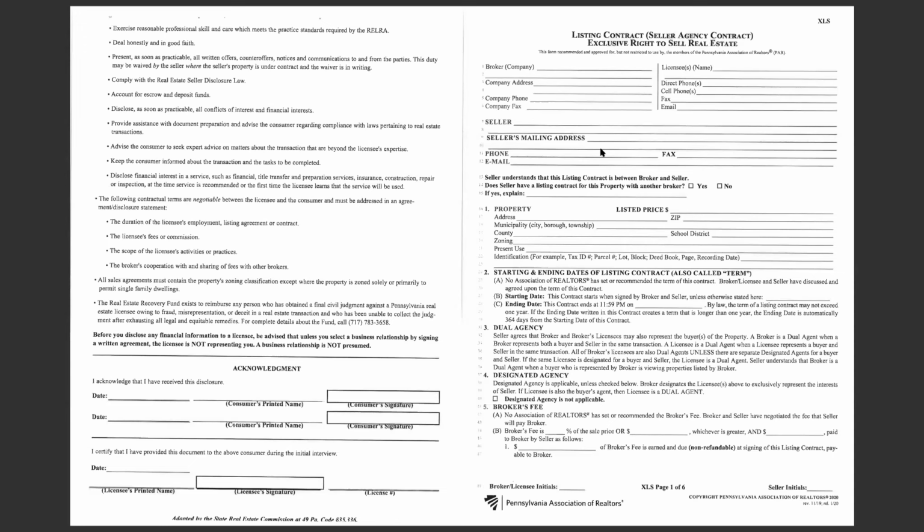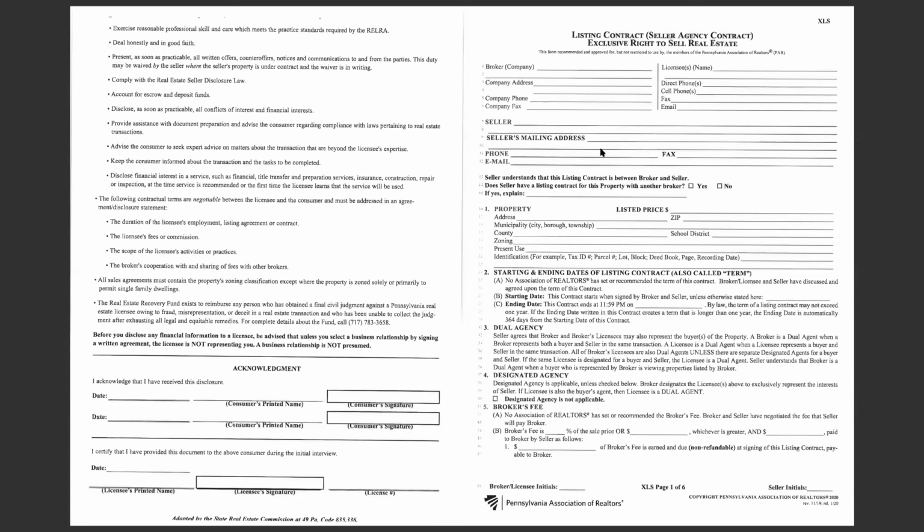Now you'll note that the listing price is next. When you're filling this out, you may want to skip that for now until you are quite sure that you have discussed with the seller what pricing you're going to put in there. So if you're filling this out ahead of time, just leave that blank.